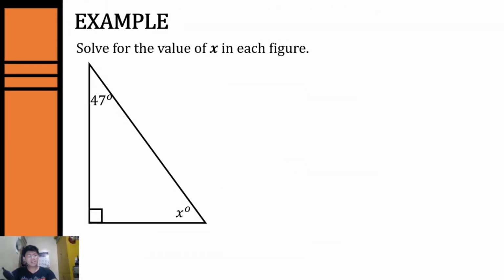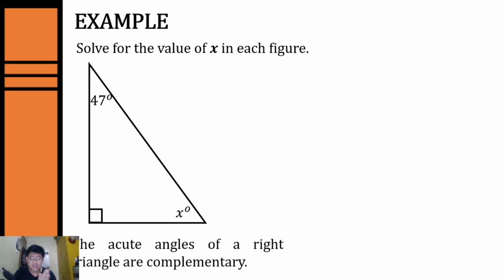Alright, let's have another example. So for example, we're going to solve for the value of x in this figure. And looking at our figure, we are given a right triangle. So in order for us to solve for the value of x, we will use the theorem that the acute angles of a right triangle are complementary. So if we add x and 47 degrees, it should be equal to 90 degrees.